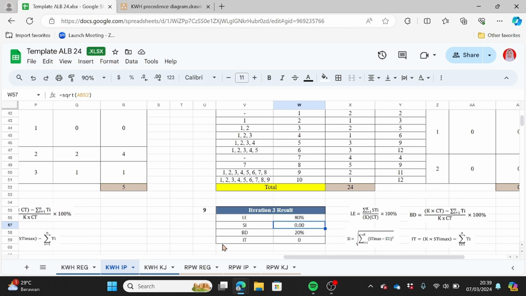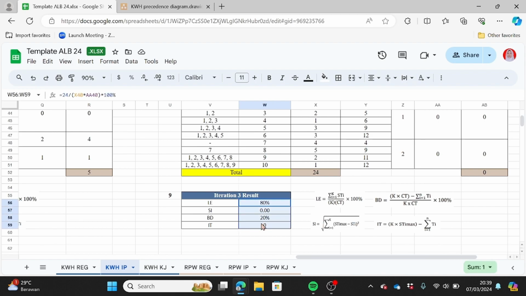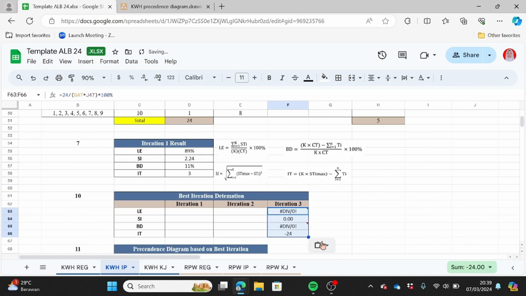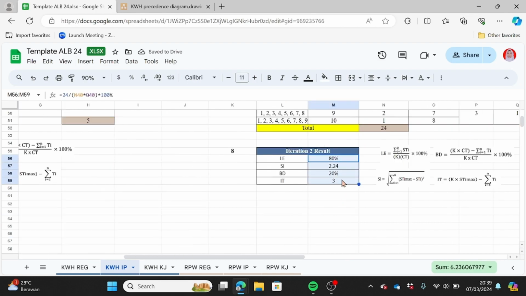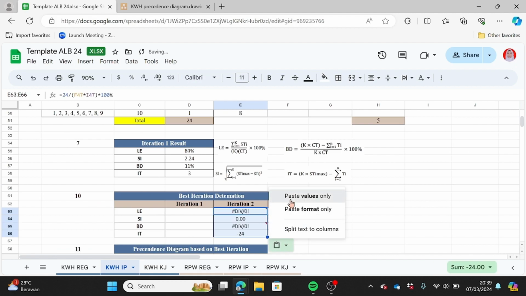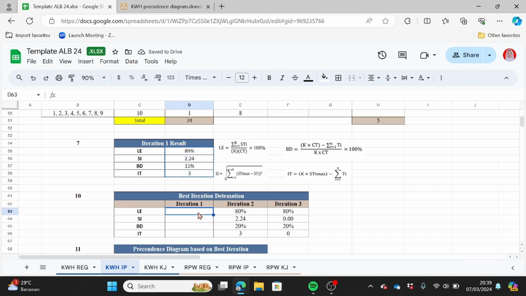The parameters we got were compared to get a good iteration. We have to copy this value only. Okay, to determine the best iteration, from the 4 parameters, we do the analysis. The higher the line efficiency of an assembly line, the more efficient it is said to be. The highest is the first iteration. The second one is the lower the smoothing index, the better the assembly line. Smallest on iteration 3.